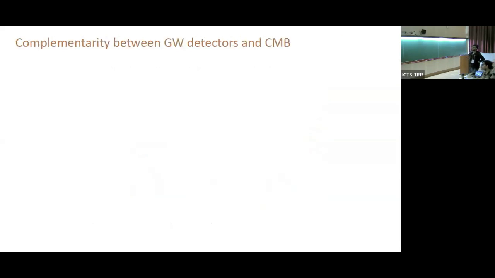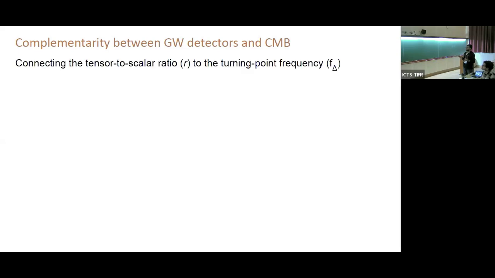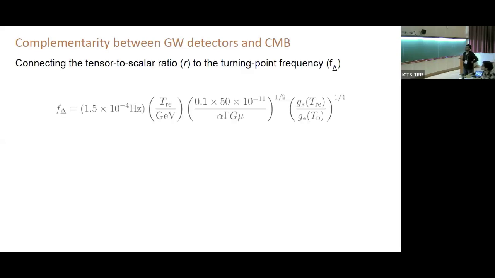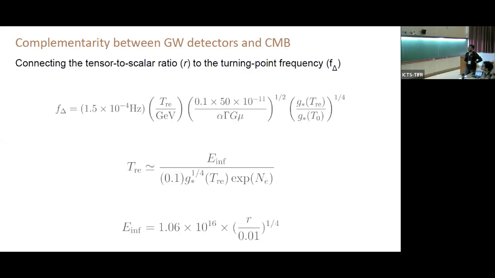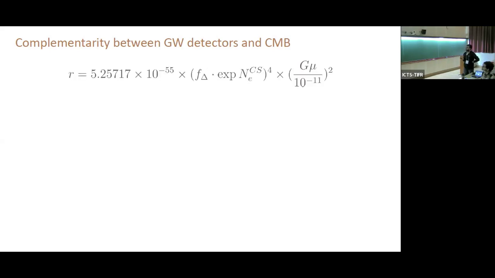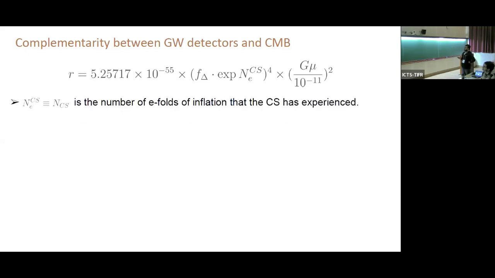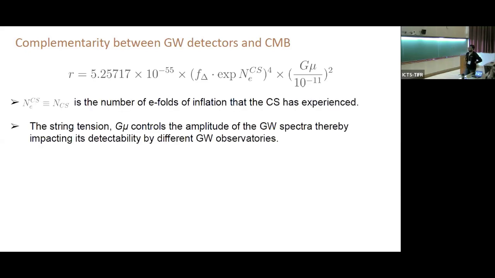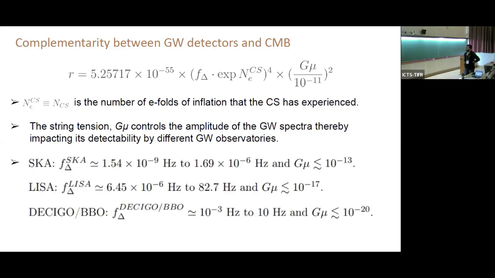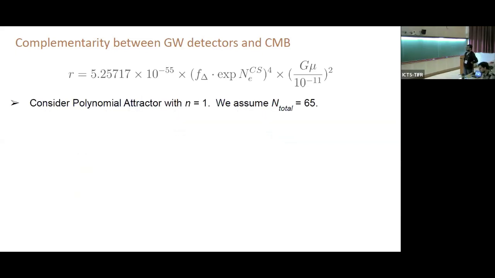Now, the next thing is to find a relation between the tensor to scalar ratio and the turning point frequency. You have seen these three equations, and upon doing some simplifications, we end up with the tensor to scalar ratio r as a function of the turning point frequency. I've already told you about NCS, and Gμ controls the amplitude of the gravitational wave spectra. We consider the following three observatories where our turning point frequency would lie.